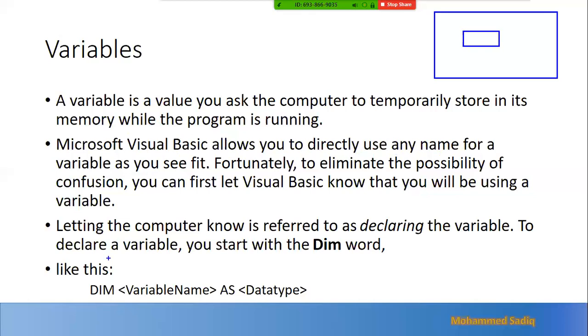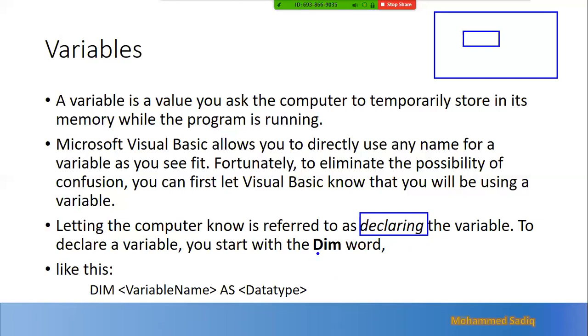Letting the computer know is referred to as declaring. So if you're using a variable, the first thing I need to do is declare the variable. First I need to let the computer know that I have a variable, that is, we are going to define a variable with a name and the data type. That is for declaring a variable in Visual Basic. So this is the syntax.